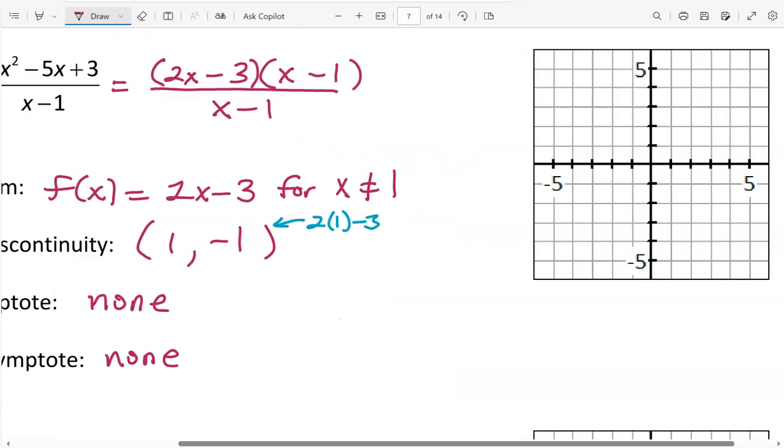When graphing the function, I'm just going to graph a function with a y-intercept of negative 3 and a slope of 2. But when I get to the point where x is equal to 1, I have to make sure that we have an open circle to indicate that there's a removable discontinuity or hole in the graph at that point.